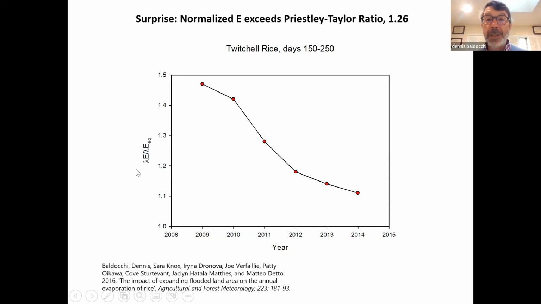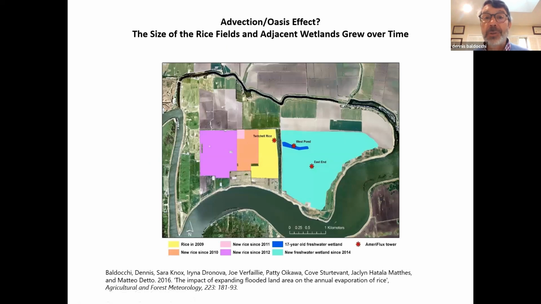Well, what happened? Well, we have advection. And so you all know well the oasis effect. We see this very much with our rice. The first year, we had a small rice field here, surrounded by dry fields, corn, other things. And so the heat from these other fields advected and enhanced the evaporation from the rice. In the subsequent years, we had bigger rice fields, and then we planted some wetlands nearby. And so as the region started to get humidified, that oasis effect declined.